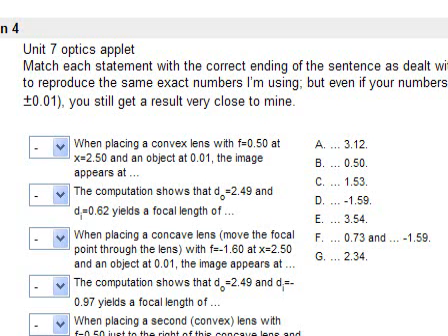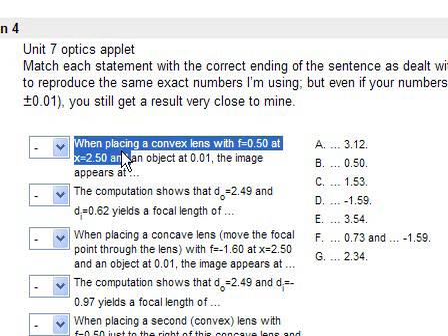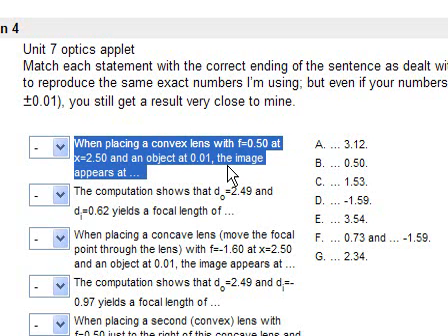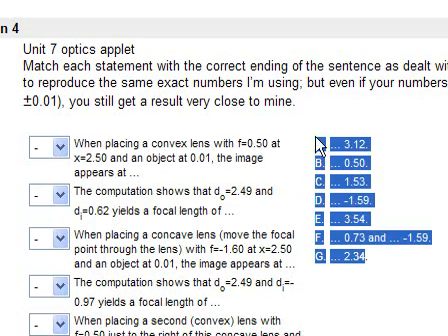So here's the quiz on the unit on optics, and here's the optics applet. For example, the first question says, when placing a convex lens with f equals 0.5 and x equals 2.5 and an object at 0.01, the image appears at, and then of course here are the answers. And one of these would be correct.